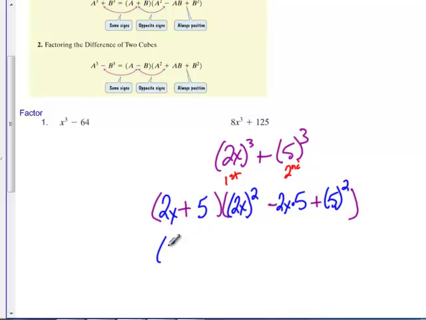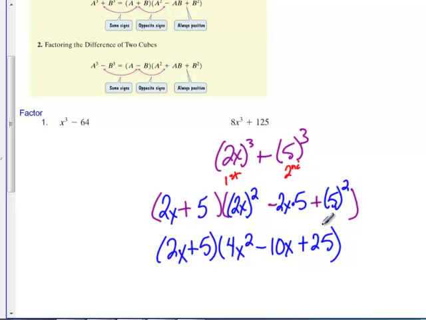And I'm going to rewrite it. So I'm going to have 2x plus 5 times, what's 2x squared? Yes, 4x squared. Then minus 10x plus, perfect. So same sign, opposite sign, plus sign. One of the first, one of the second. So it's going to be plus minus plus. But these follow the same pattern. And truly, you just got to do enough to memorize them.